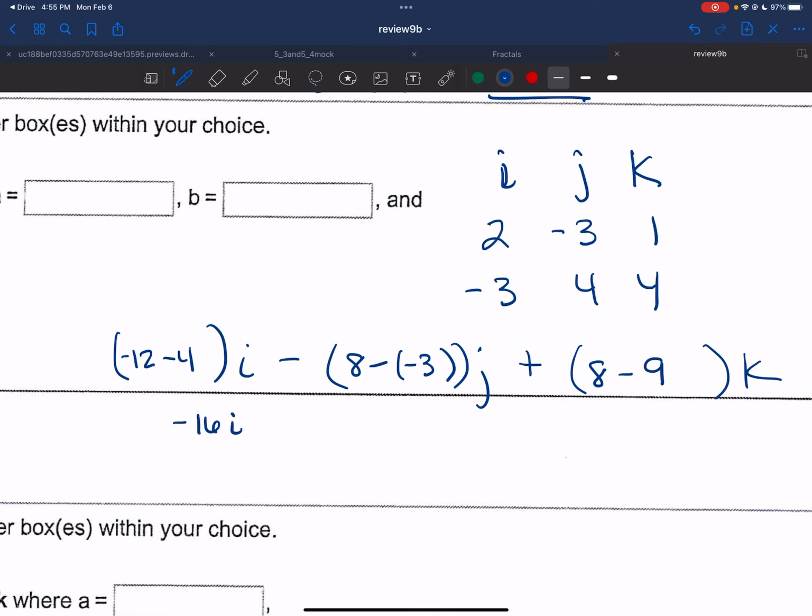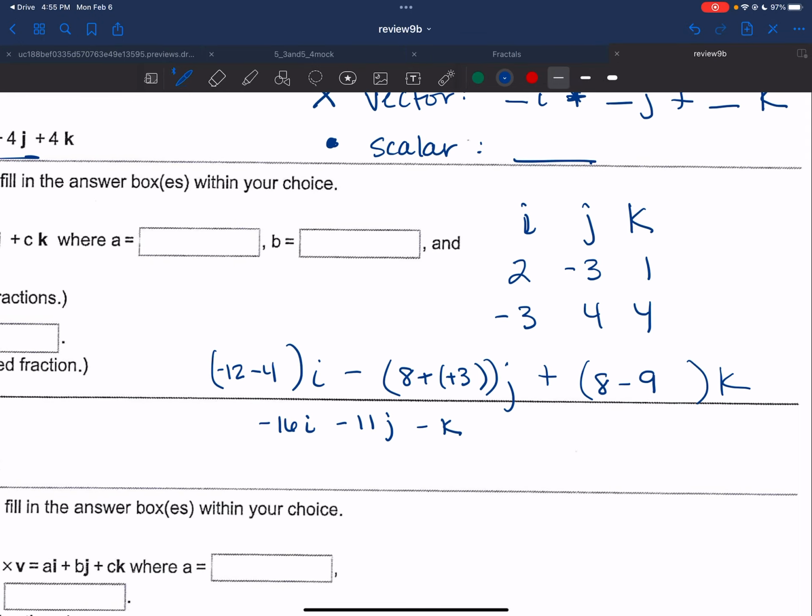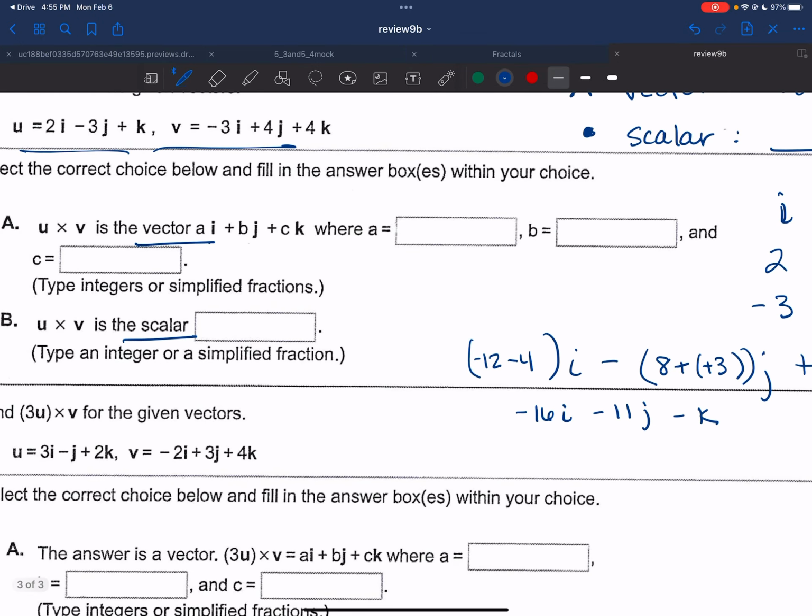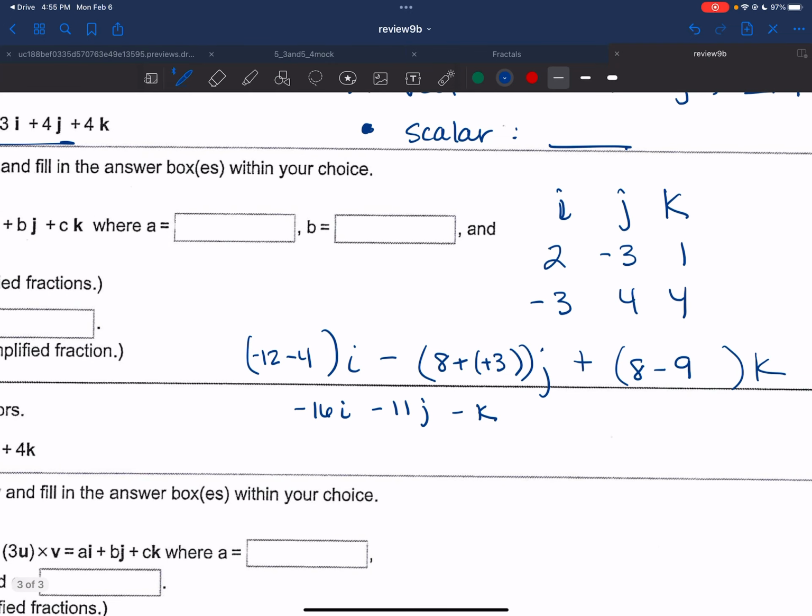So I should have -16i minus a positive, that's minus 11j. And then 8 minus 9 is -1, so -k. And I typically don't write the 1 if the 1 is there. So this is going to be, A is going to be -16, B is going to be -11, and C is going to be -1.